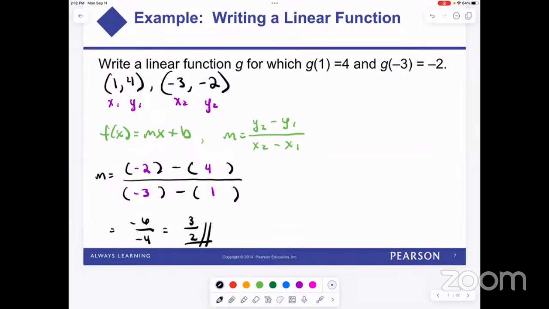So then, let me see. I kind of want to move this over just a little bit. Matter of fact, let me shrink this down.